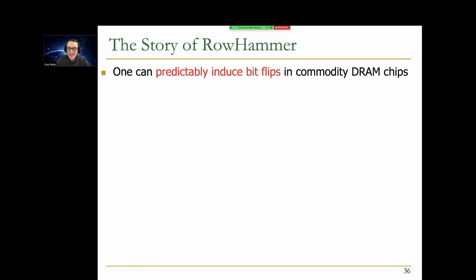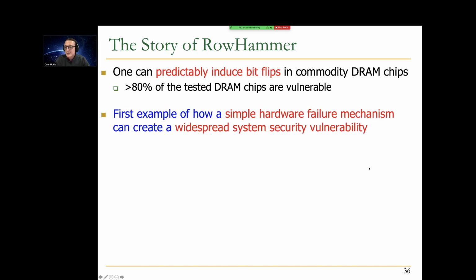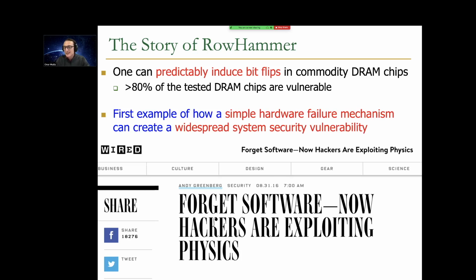And I know that Jay has been doing work on this also. Basically, one can predictably induce bit flips, and also Sungju, by the way. There's a lot of work, good work coming out of SNU on this topic too. But basically, one can predictably induce bit flips in commodity DRAM chips today. And this is really the first example of how a simple hardware failure mechanism can create a widespread system security vulnerability. And clearly, people are writing interesting articles that say, forget software, now hackers are exploiting physics.